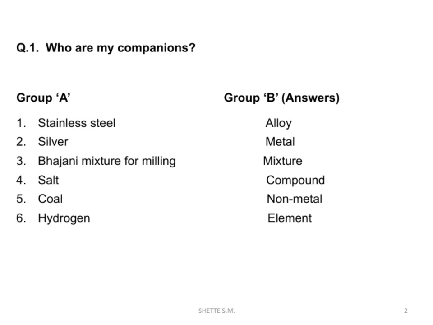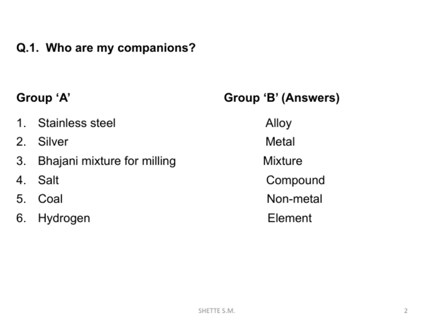Let's explore the question, who are my companions? On this slide, we see two groups. Group A lists different substances or materials, and Group B shows their answers or classifications. Starting with Group A, we have stainless steel. Now, stainless steel is a metal alloy, which means it's a mixture of metals designed for strength and corrosion resistance.